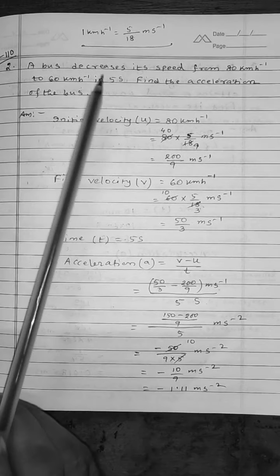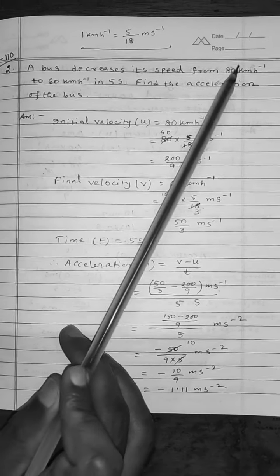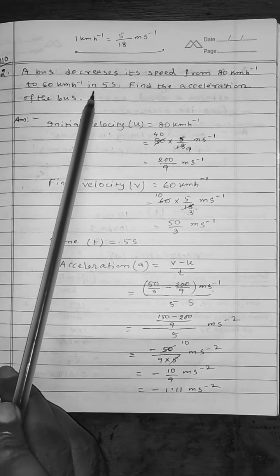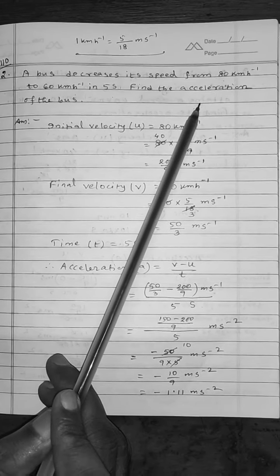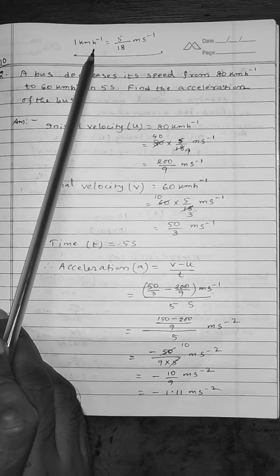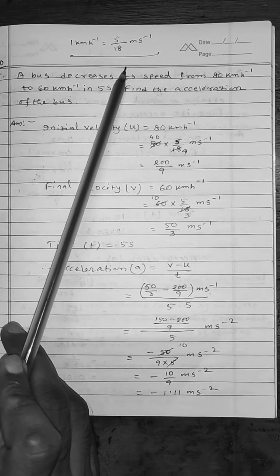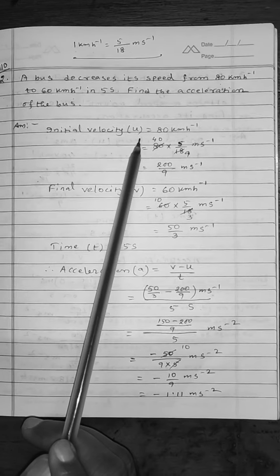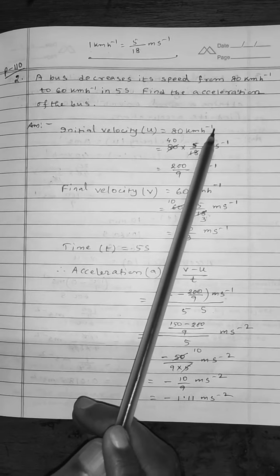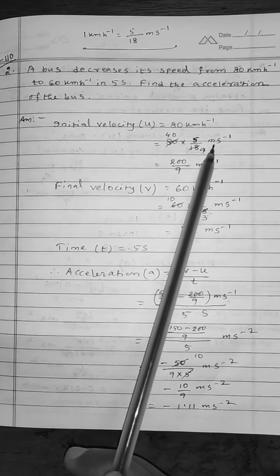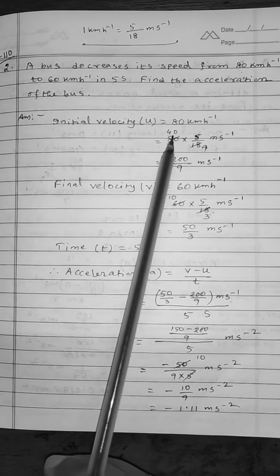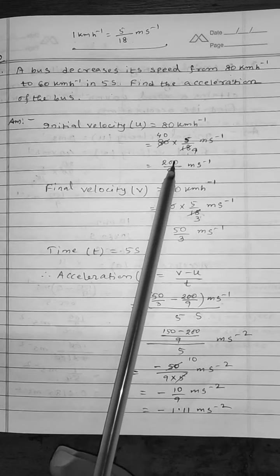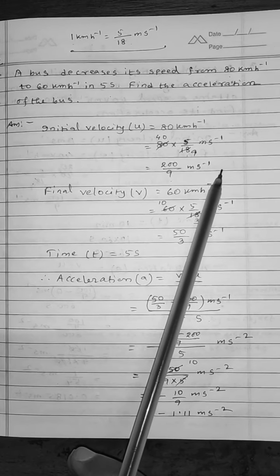One more numerical. A bus decreases its speed from 80 km/h to 60 km/h in 5 seconds. Find the acceleration of the bus. Remember that 1 km/h will be 5 by 18 m/s. Here the initial velocity u is 80 km/h. We should change it into m/s, so 80 into 5 by 18 should be multiplied. After cancellation, 200 by 9 m/s.